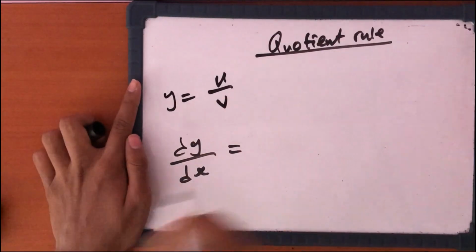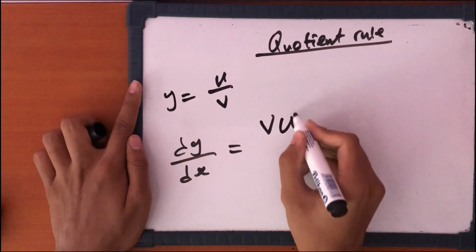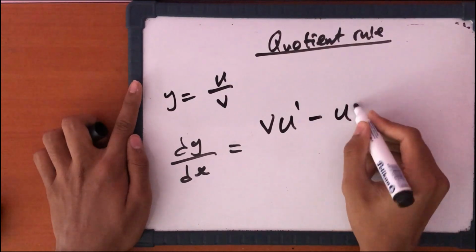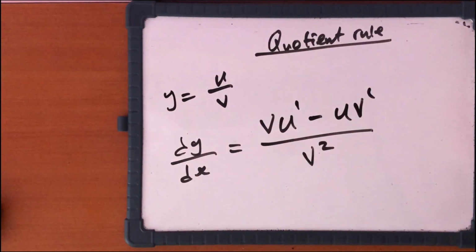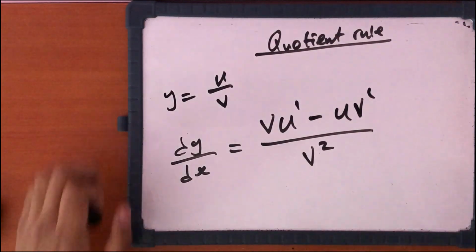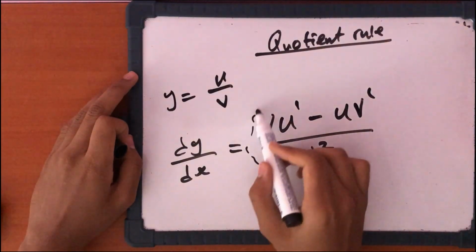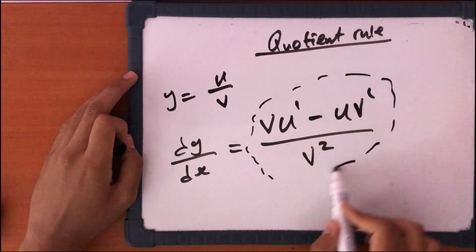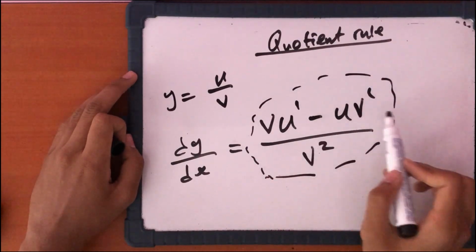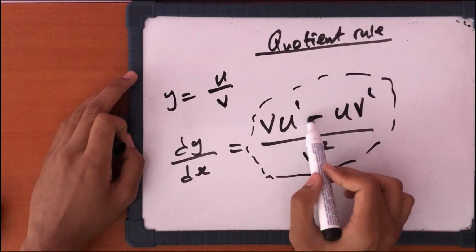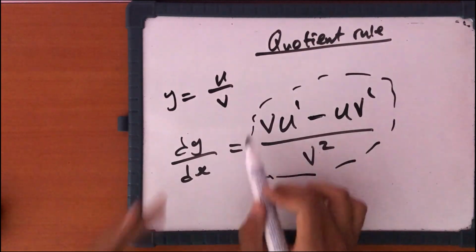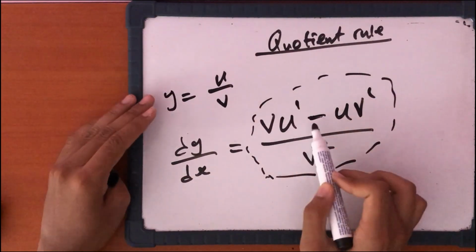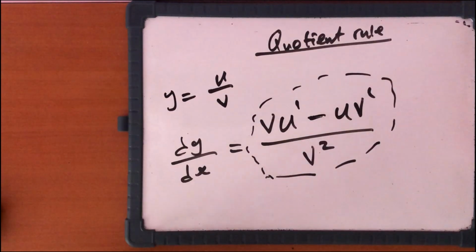The general formula is vu prime minus uv prime all over v squared. So the only hard part of quotient rule, which is not really hard, though in the beginning it might seem hard, is just knowing this. vu prime minus uv prime. Remember, the order matters because now we have a minus sign. With a plus sign the order doesn't matter, but when you have a minus sign, the order matters. It has to be vu prime minus uv prime all over v squared.